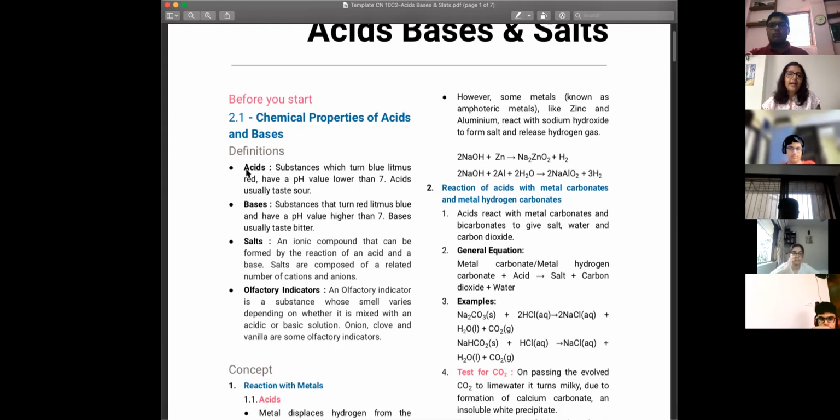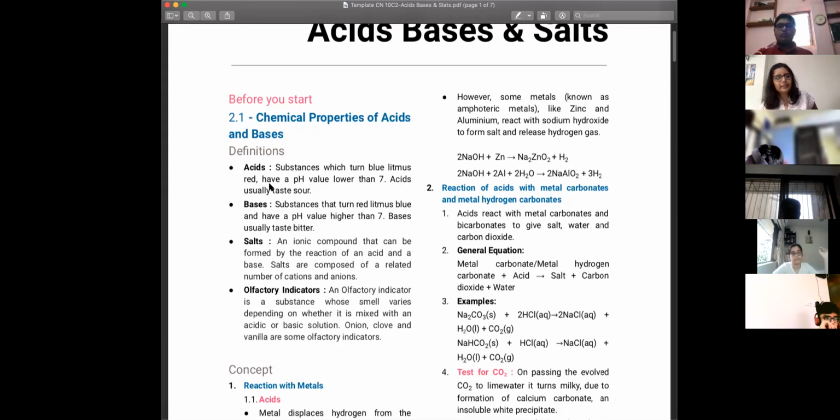Even curd has lactic acid. Yes, very good. When curd goes sour, it's because more lactic acid is produced in it. The name acid itself comes from the fact that they taste sour. Sour substances were discovered first, and if something is sour, you can bet that there is some acidic component in it.